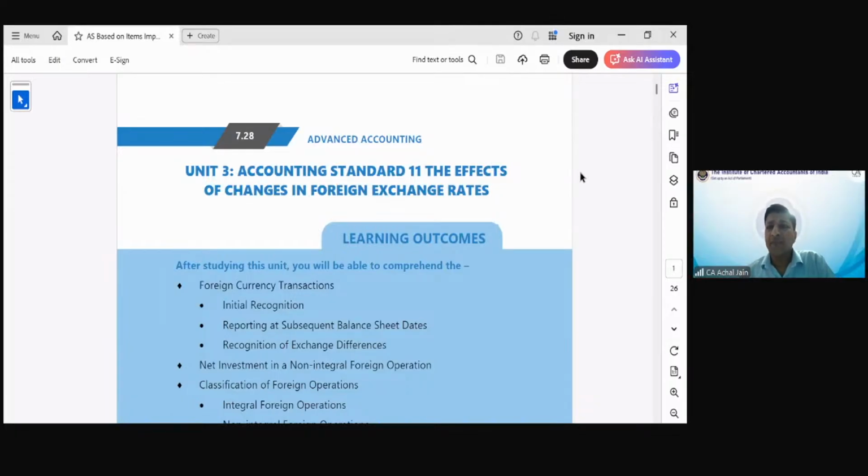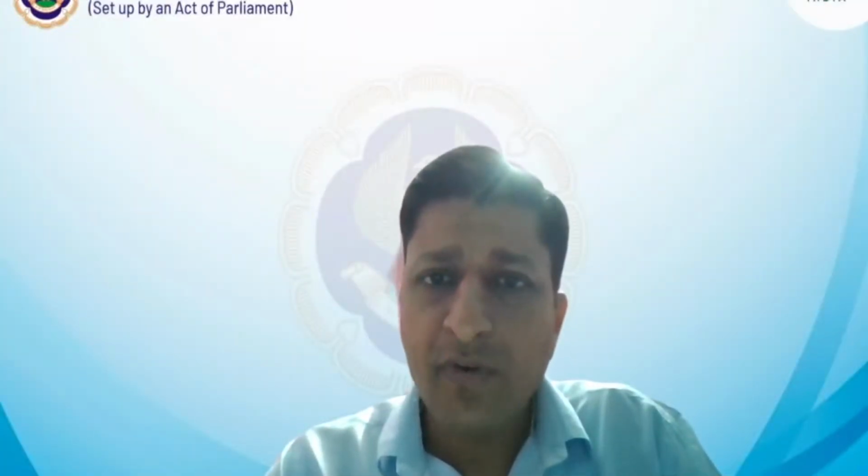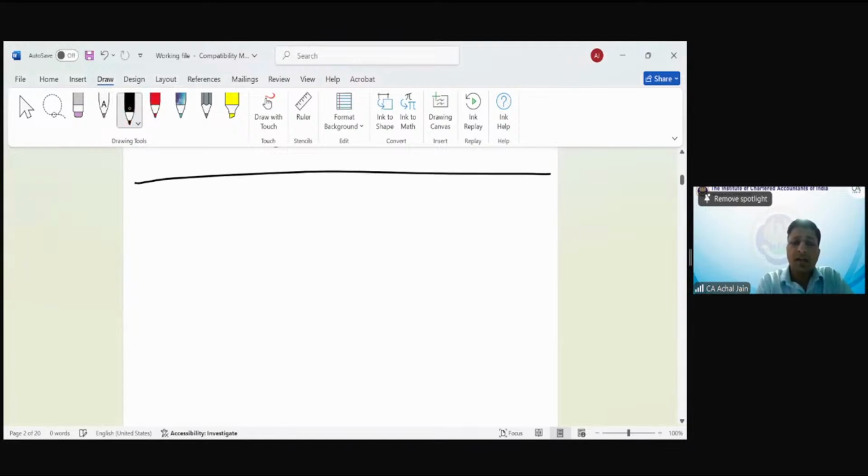Let's take an example of an Indian company. Let's suppose there's an Indian company, so what will happen? It will be recording its books of accounts. It will be recording all of its transactions in INR. Yes or no? Yeah. So all the transactions this Indian company will be recording in INR.